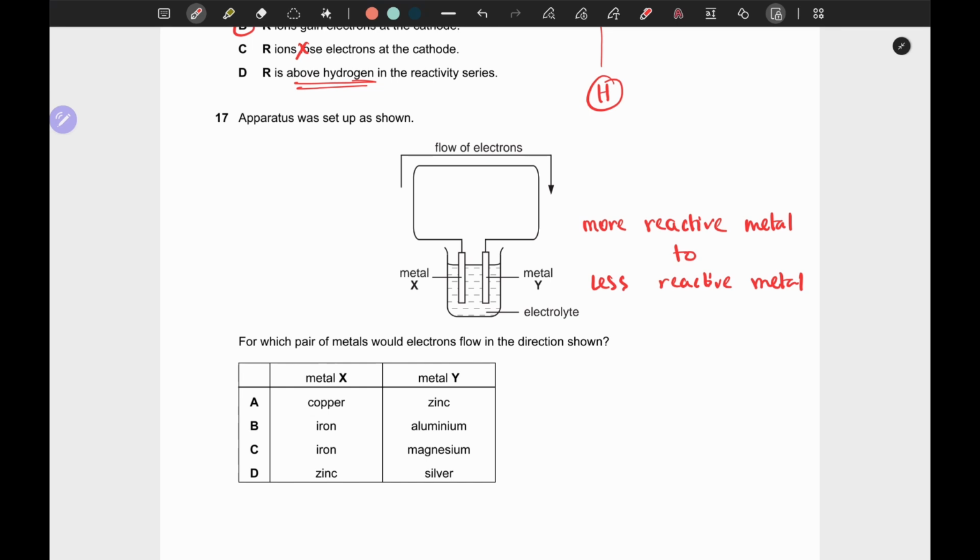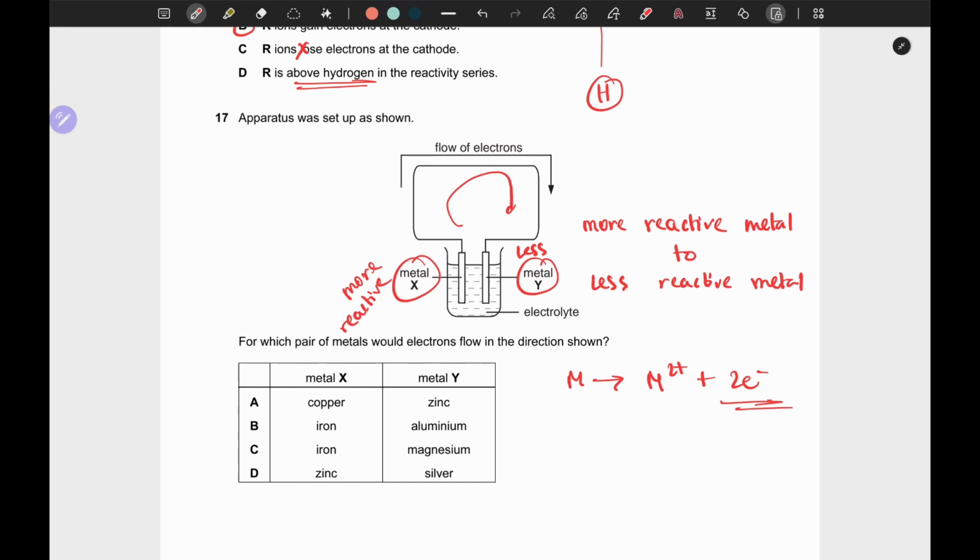Because think about it, metals, when they react, what do they do? They lose their electrons. So let's say the metal is M, it will lose electrons to form M2 plus and 2 electrons. So the 2 electrons that were released, where will they go? They will go to the other end where we have our less reactive metal. So in that case, X is going to be more reactive and Y is going to be less reactive. So our option should be arranged in that way.